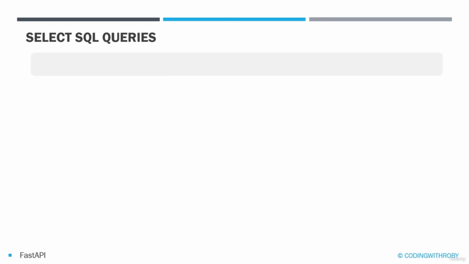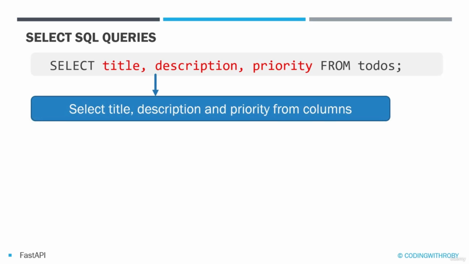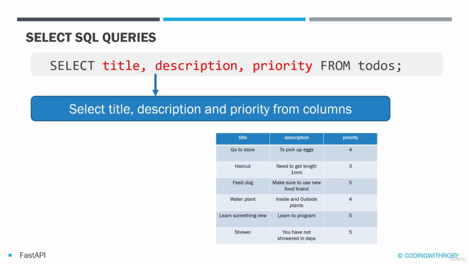Let's keep this going and add another column to our select command. This time we are going to be adding priority along with our title and description. We can accomplish this by saying select title, description, priority from to-dos. This will retrieve all titles, descriptions, and priorities from our columns. And now we will be able to see our titles, descriptions, and how important each task is.